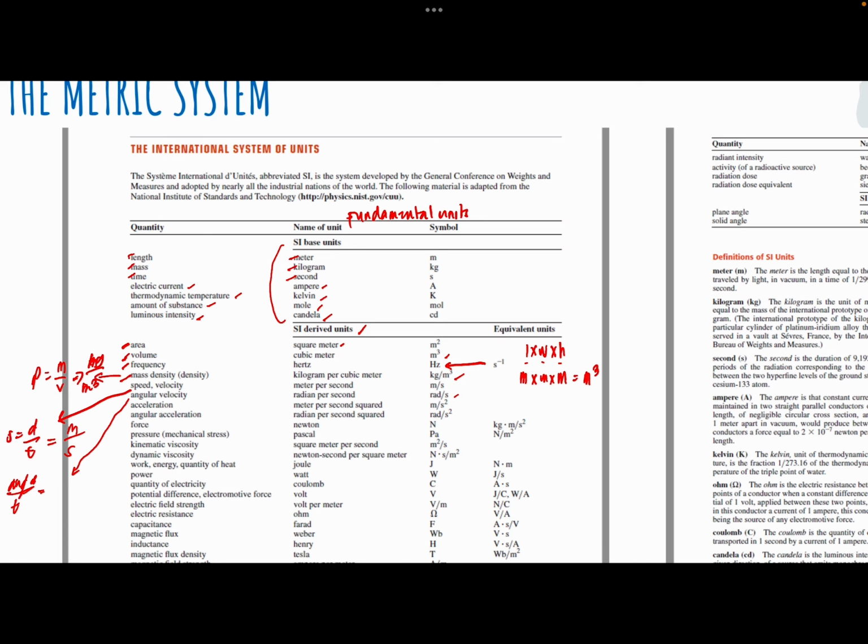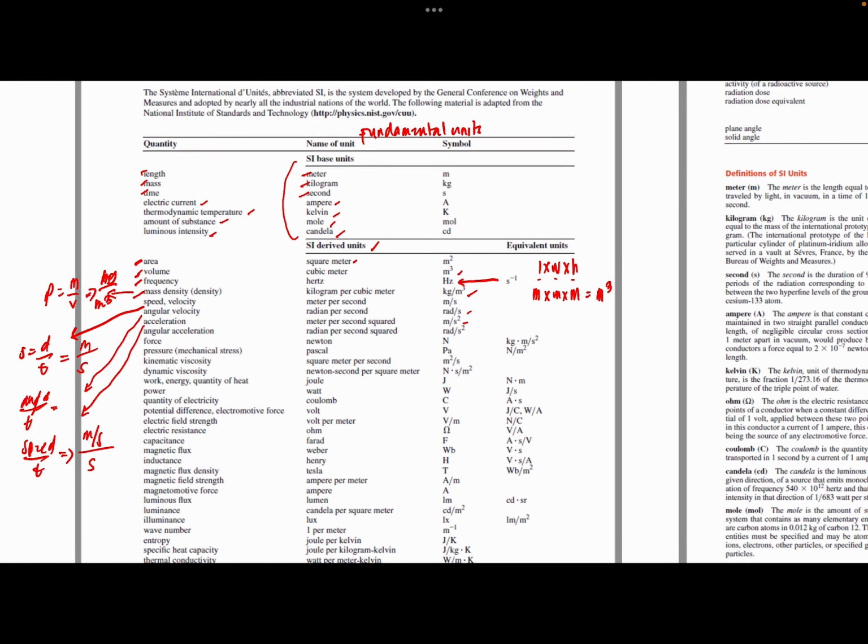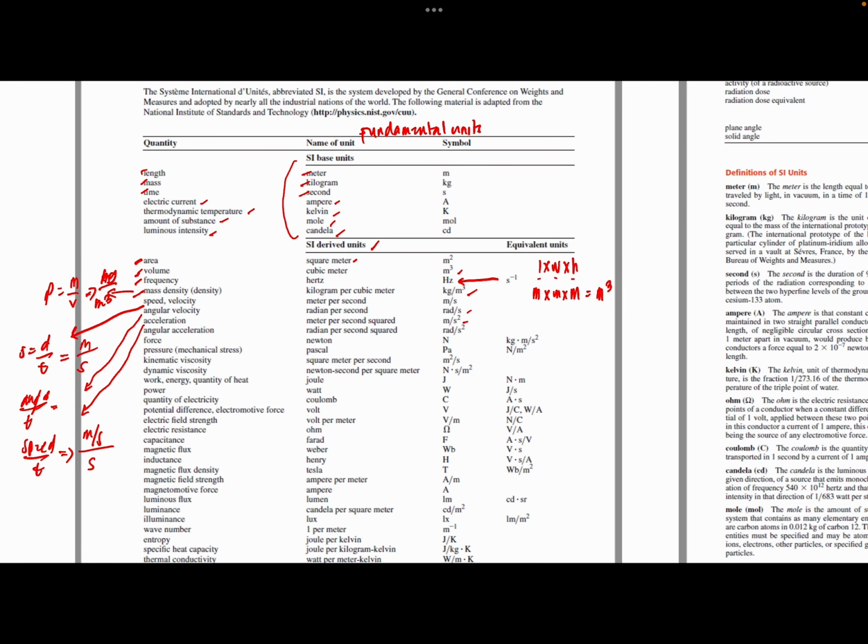For acceleration naman, sa calculus, ang definition niya, di ba? It's the rate of change in speed with respect to time. And what is the unit for speed? It's meters per second. So, over pa natin siya ng unit ng time, which is second. Kaya, ang unit ng acceleration is meters per second squared. Same is true with the angular velocity, but instead of meters, radians lang siya. So, it's radians per second squared.